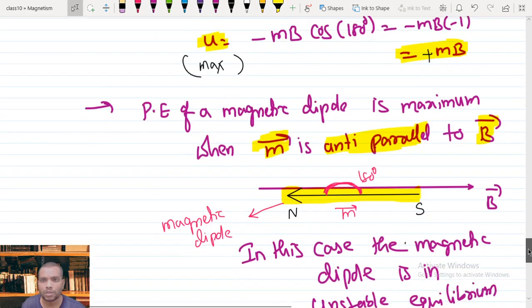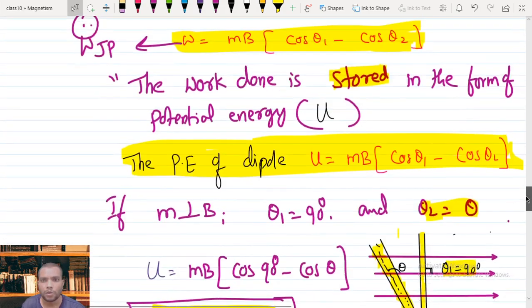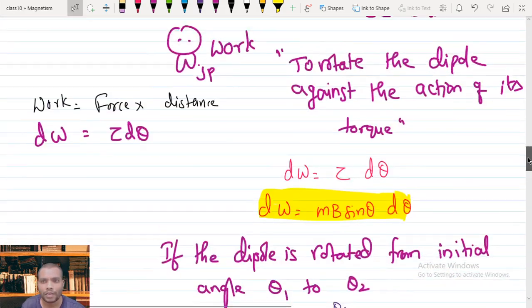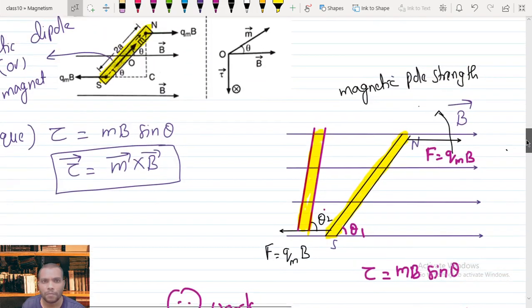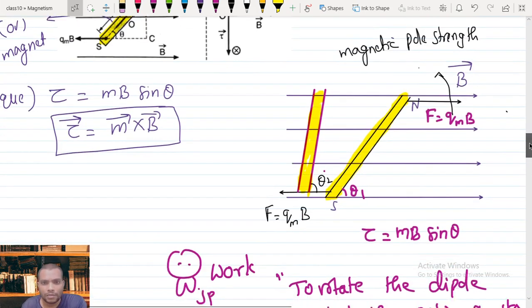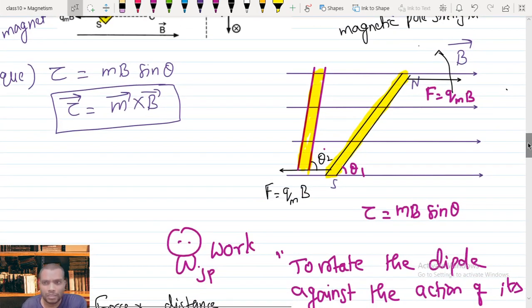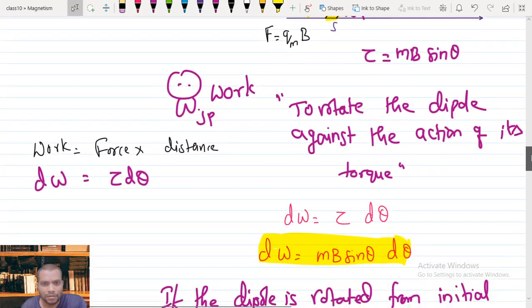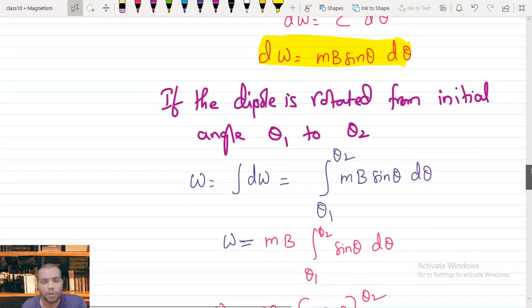So this is all about the concept of potential energy of a magnetic dipole in an external magnetic field. So you remember that formula? To derive that we need to get the expression for torque, and after that the key point is that we need to do work. So whatever work we do, that work is stored in the form of potential energy. Keep practicing the derivation.